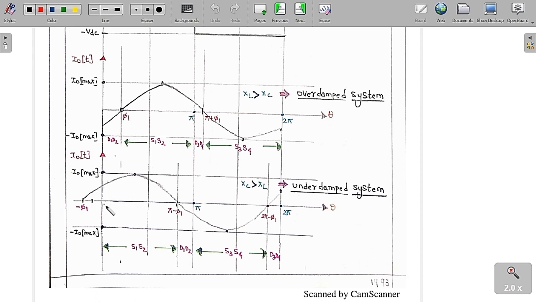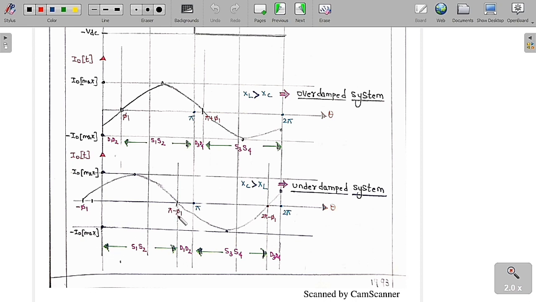So from 0 to pi minus phi 1, the output voltage is positive and the output current is also positive. If both are positive, it means S1, S2 are conducting.